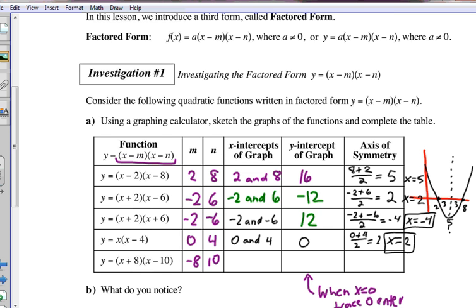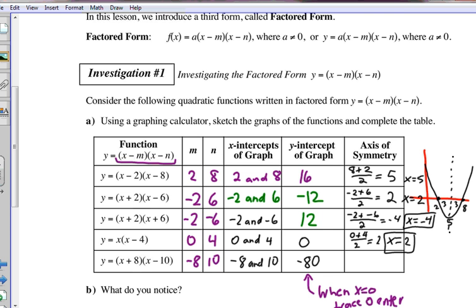The 2 will always be positive. Which one? The axis of symmetry? Oh, this? Yeah, because whenever you're averaging. Okay, your x-intercepts, if m was negative 8 and n was 10, are negative 8 and 10. So we set x to 0. 0 plus 8 times 0 minus 10, negative 80 for our y-intercept.